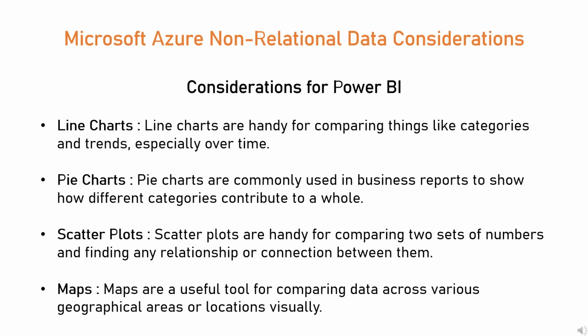Scatter plots. Scatter plots are handy for comparing two sets of numbers and finding any relationship or connection between them. Maps. Maps are useful too for comparing data across various geographical areas or locations visually.